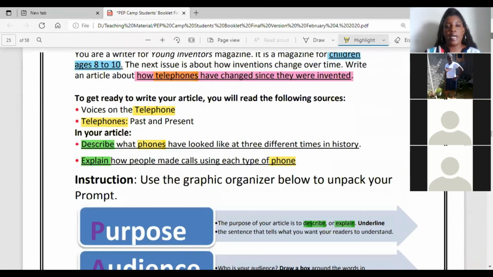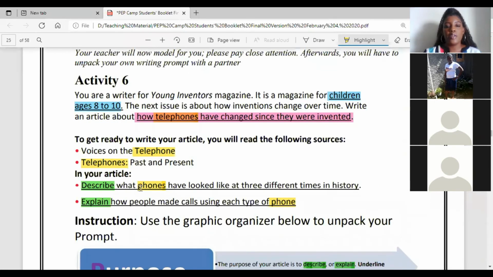So it says that in our article, we should describe what phones have looked like at 3 different times in history. And it uses red to say that this information must be coming out in your article. What telephones or phones have looked like at 3 different times in history and how people made calls using each type of phone. So this is the type of information that should be coming out in your writing.